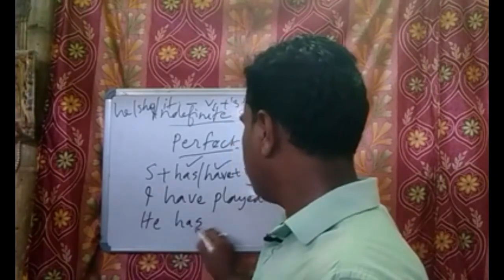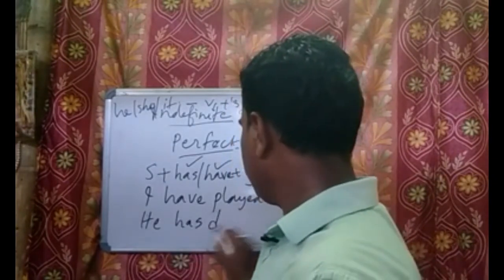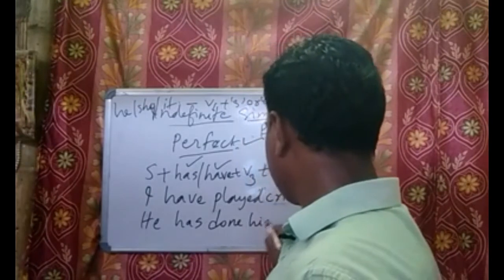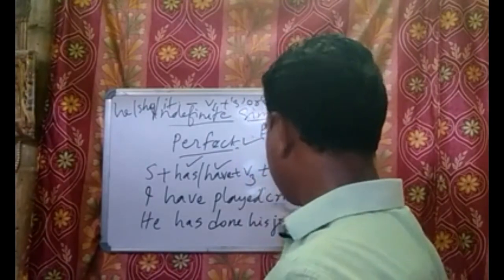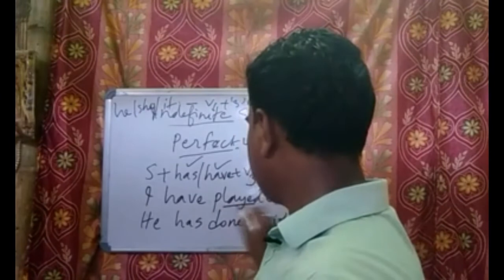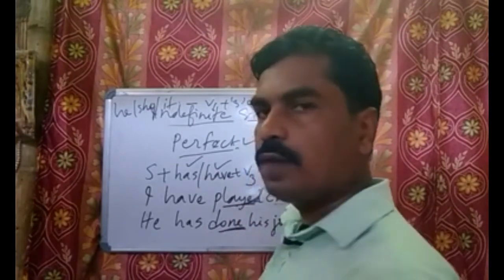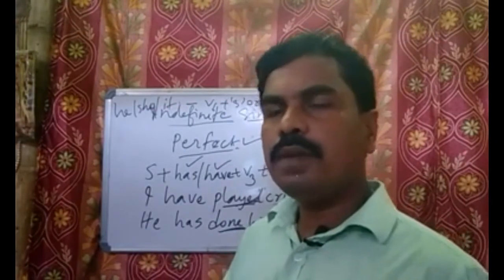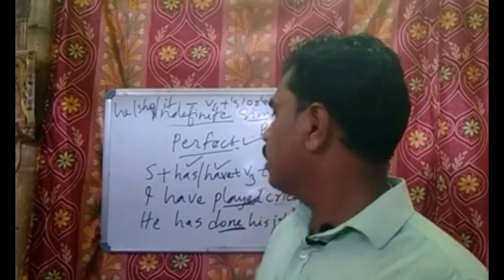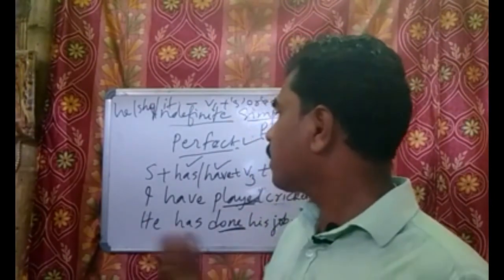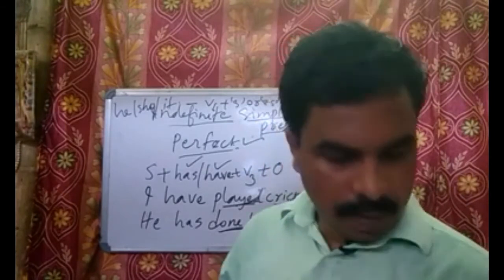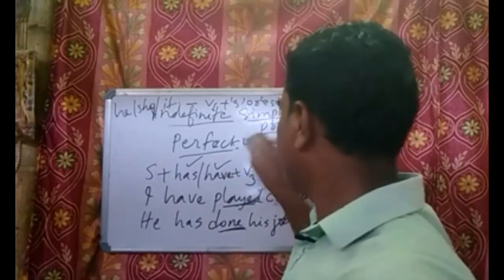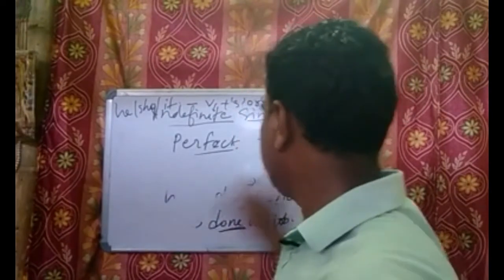He has done his job. Okay, he has done. Played, third form. Do, did, done, third form. Go, went, gone, third form. Come, came, come, third form. So you have to remember the third forms when you talk about the perfect form. Now I'll move to the next one, which is, I hope it is clear to you.